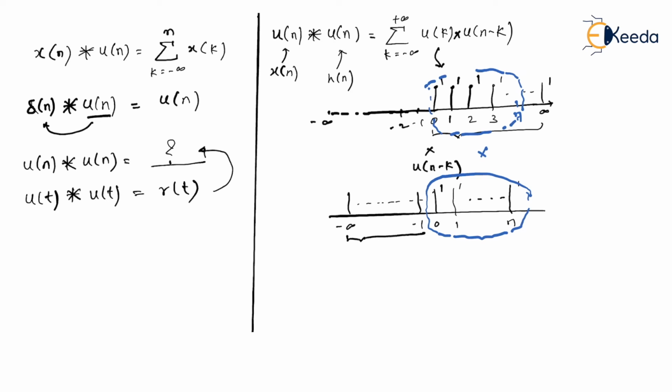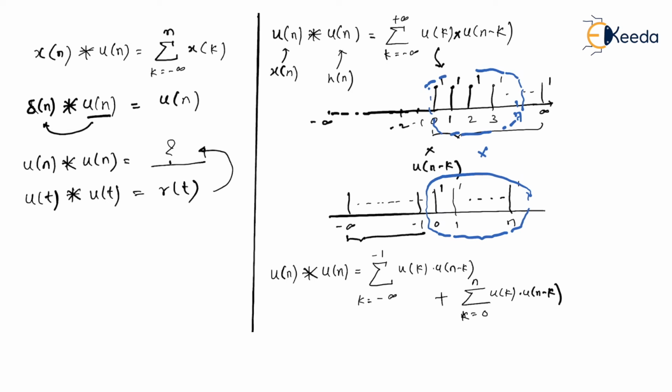So what I'm trying to do is u of n convolution with u of n. I'll rewrite the above function as the summation for k equal to minus infinity to -1 of u of k u of n minus k, plus the summation for k equal to 0 to n of u of k u of n minus k.